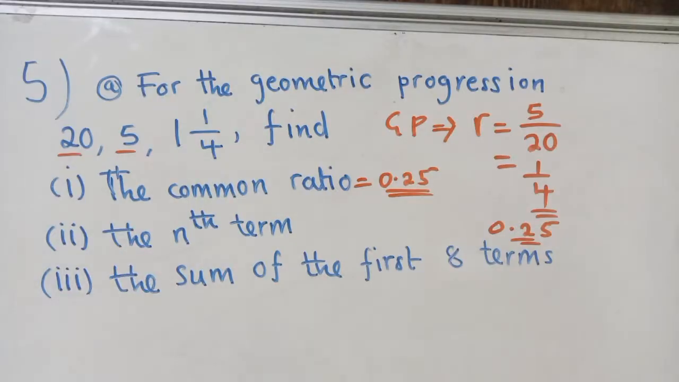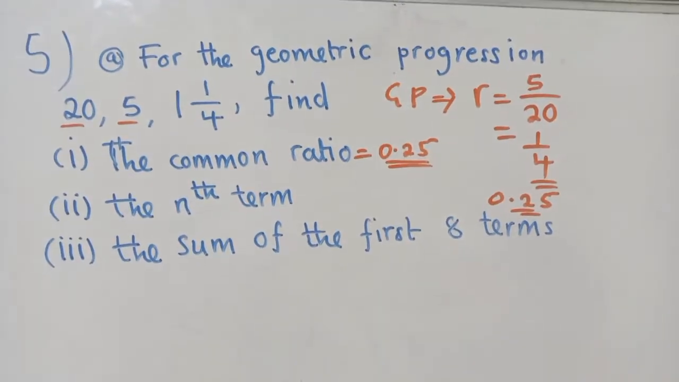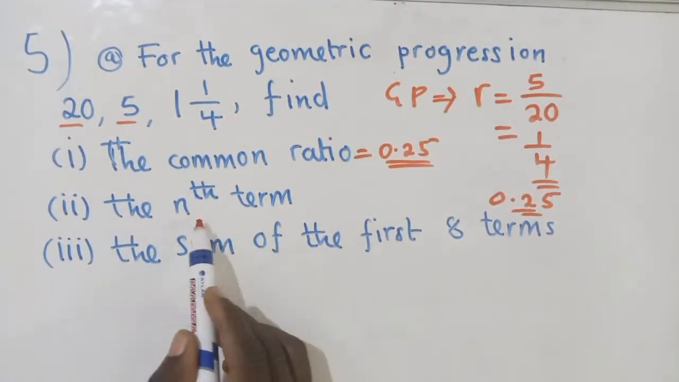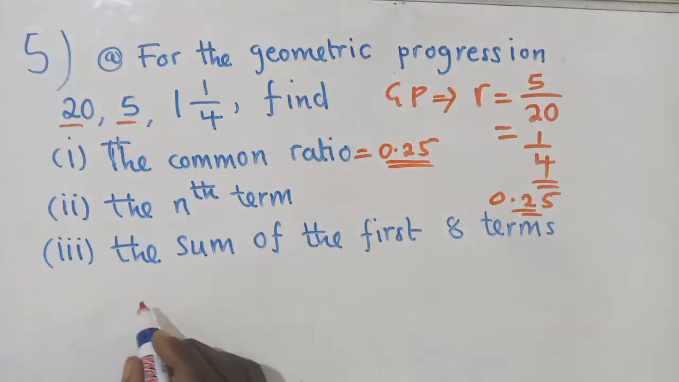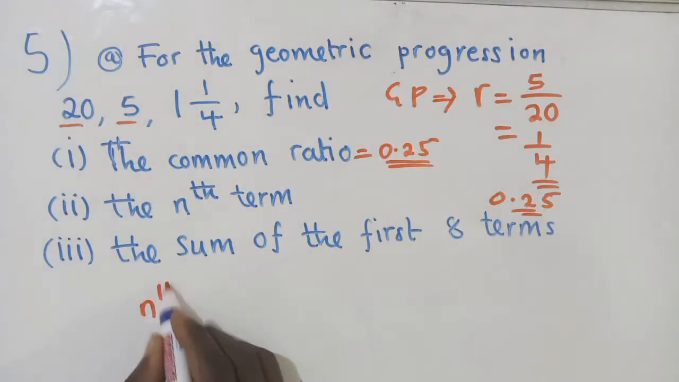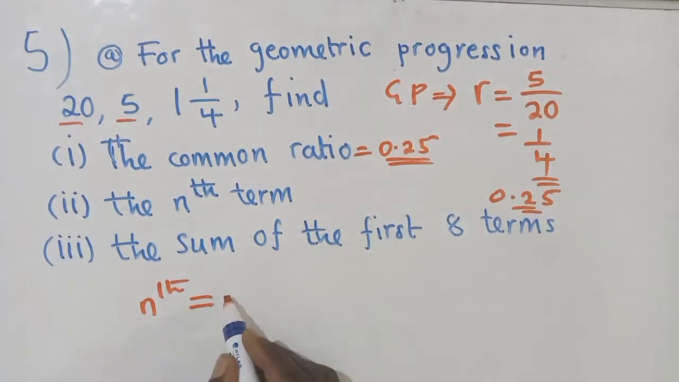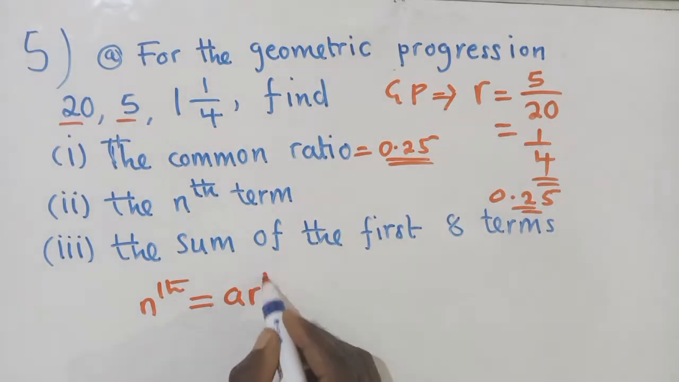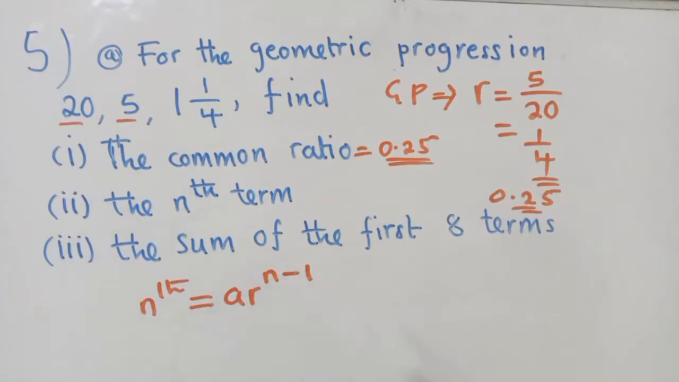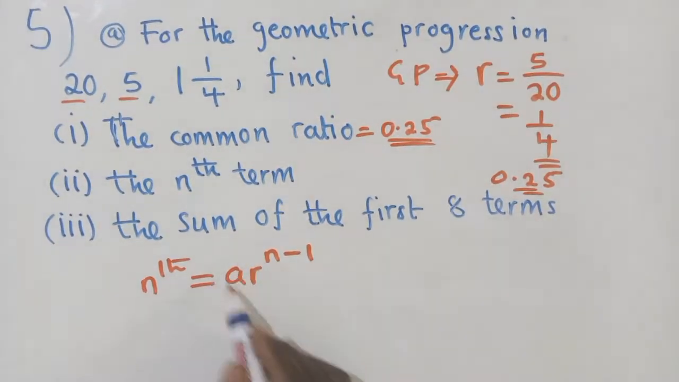We move on to another question, which is question 2, where they're asking us to find the nth term. So how do you find the nth term? In order for us to find this nth term, we use the formula for finding the term. This is a formula when dealing with the GP. You need to know this formula. Nth term is equal to A multiplied by R to the power n minus 1. So you just have to know this formula.